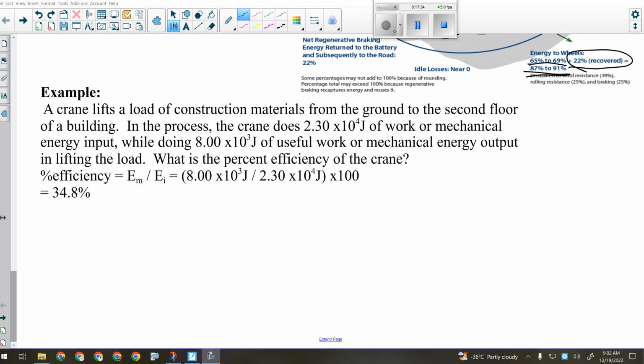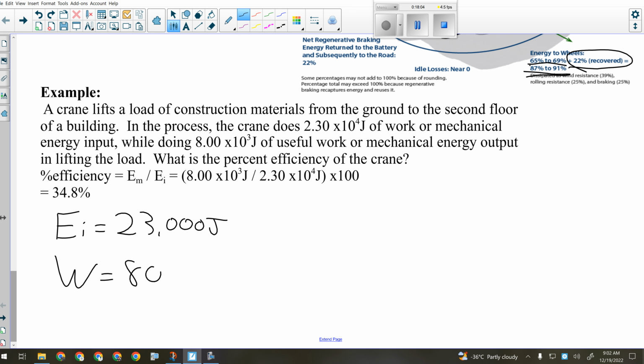So we have a crane that's lifting a load of construction materials from the ground to the second floor of a building. In the process, the crane does 2.3 times 10 to the 4 joules of work, or mechanical energy input. So that means it uses that much energy. 2.3 times 10 to the 4 is 23,000 joules. It only does 8.00 times 10 to the 3 joules of useful work. That's 8,000 joules. What's the efficiency of the crane?